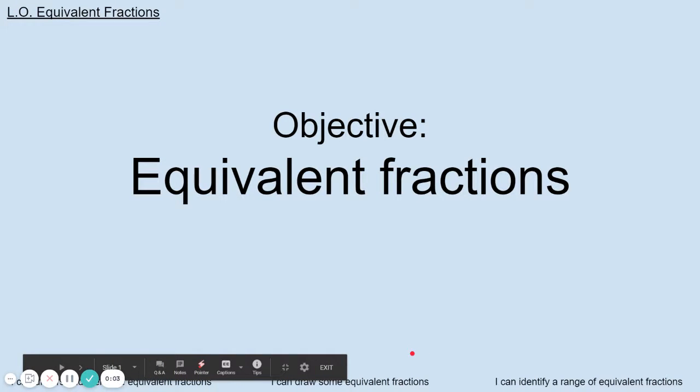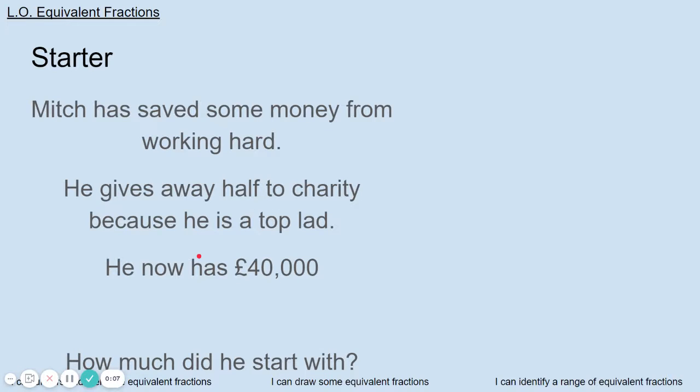Right, here we go. Equivalent fractions. Here's the starter for you. Mitch has saved some money from working hard and he gives away half to charity because he's a top lad. That's what top lads do. And he now has £40,000. So he's been working very hard and he's got 40 grand. Well, no, he's given half of it to charity, and what he's got left is £40,000. So how much did Mitch start with?